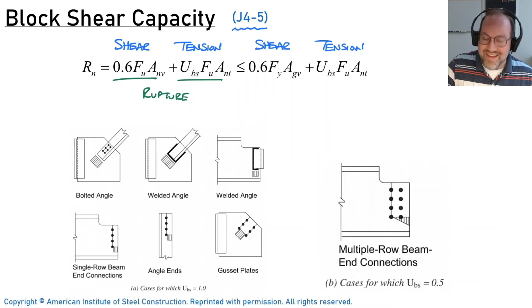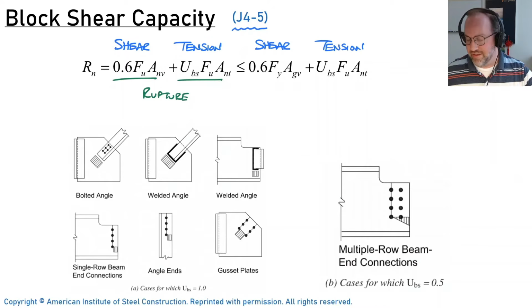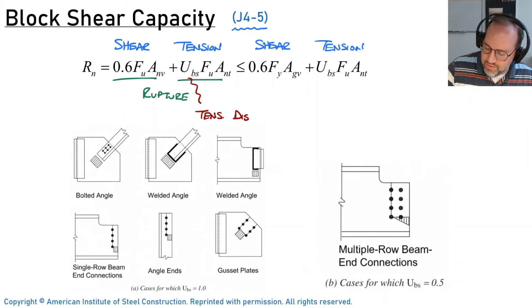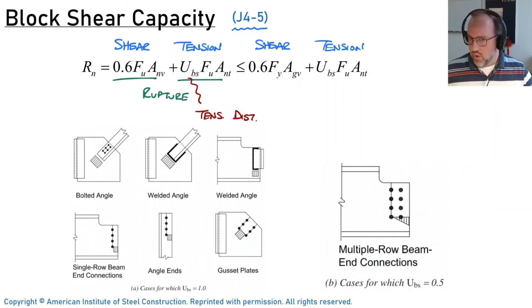We're also looking at net areas. So this is a net shear area. The Anv stands for net, and the v stands for shear. Or a net tension area. Once again, An stands for net, and the t stands for tension. The only term in here that kind of stands out is this Ubs. That is the tension distribution factor, and it's almost always going to be equal to 1 for almost all cases.